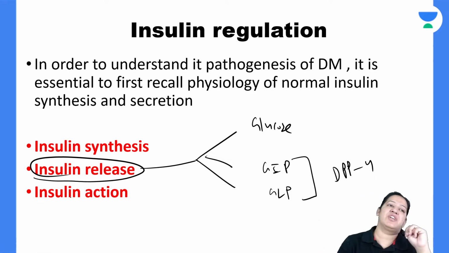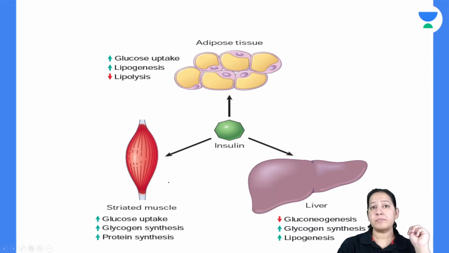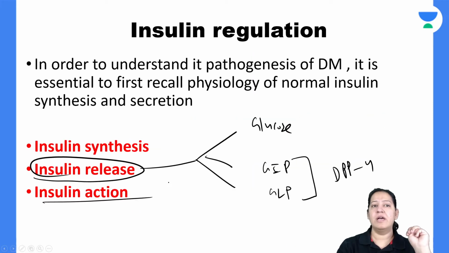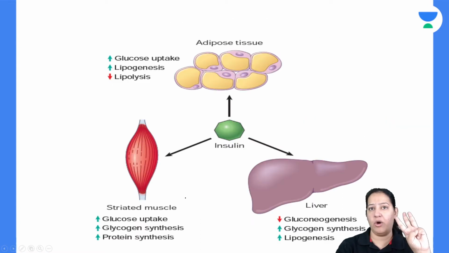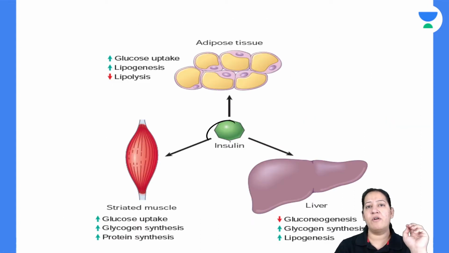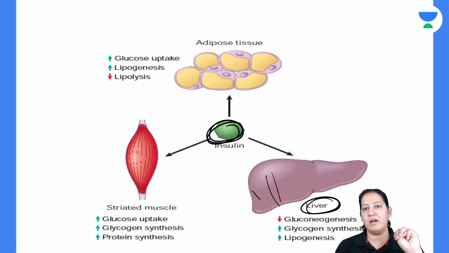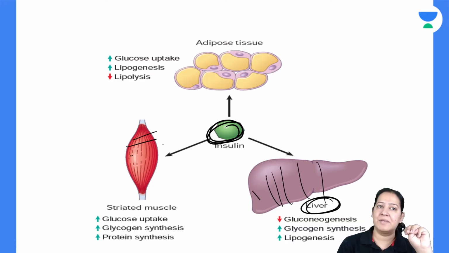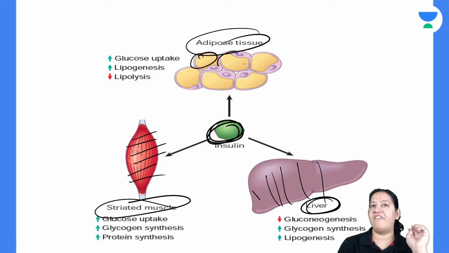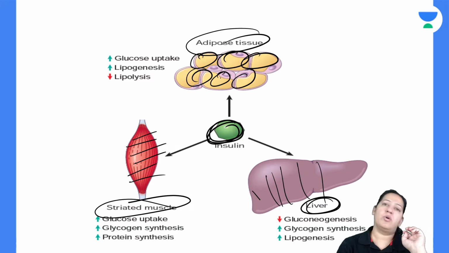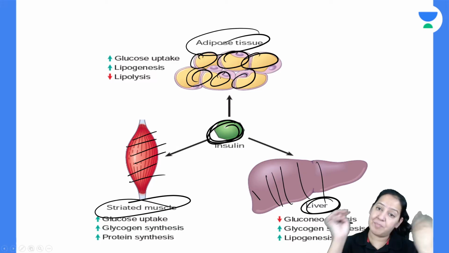Now, insulin action. Insulin is already in the blood. How will it act? Insulin will act on 3 organs. What are the 3 organs on which insulin will act? Can you see this is a molecule of insulin? It will act on 3 organs. The first is the liver. Can you see this is a liver? The second is the skeletal muscle. And the third is the adipose tissue, the fat in the human body. These 3 organs have receptors for insulin.